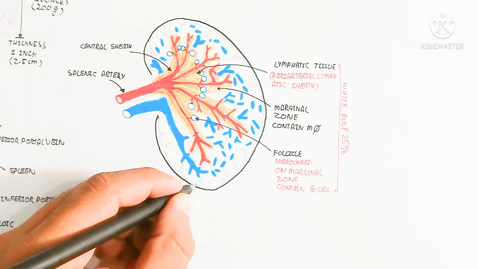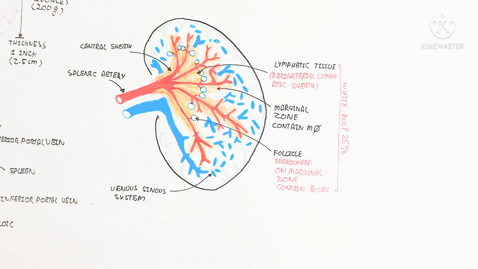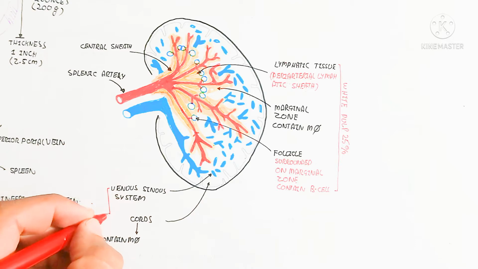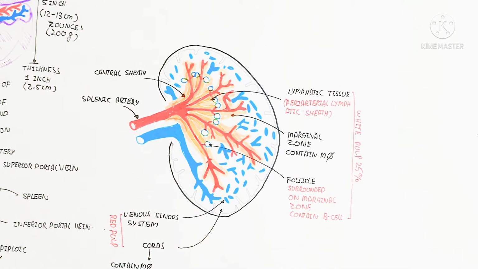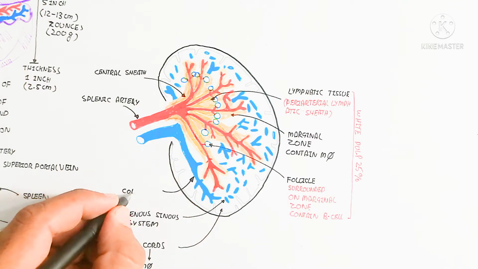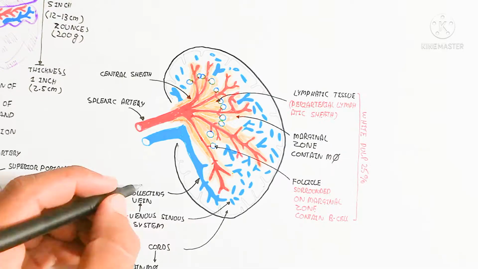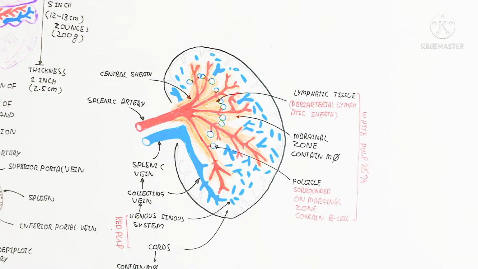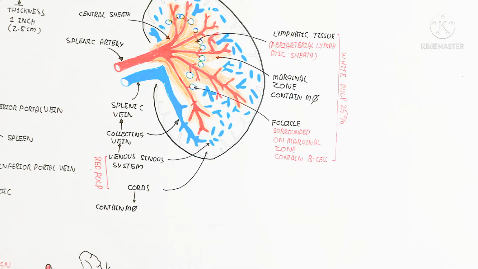And the blue color shows the splenic vein. This splenic vein also makes a venous sinus system. With this venous sinus system, the cords are present. That is the space between the venous sinus and the artery. This contains macrophage cords, and this is the red pulp. This is known as the venous sinus system, cords, and it contains the red pulp. This is the red pulp.